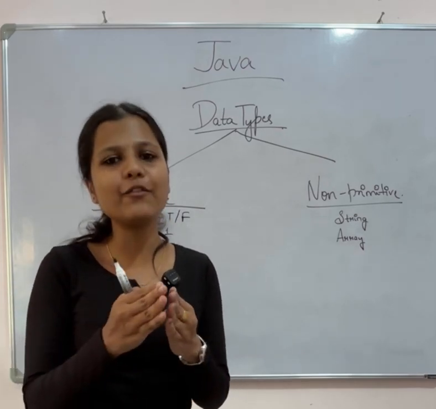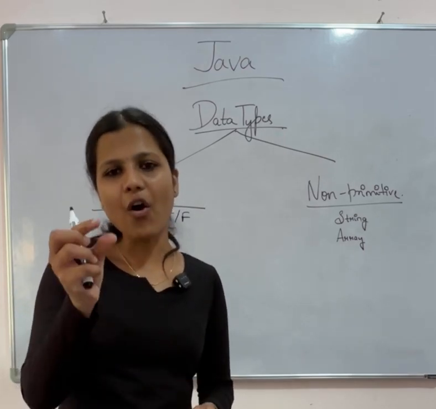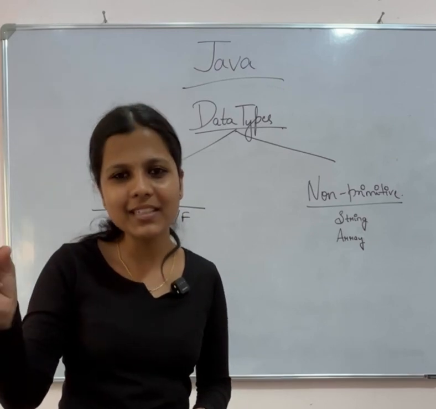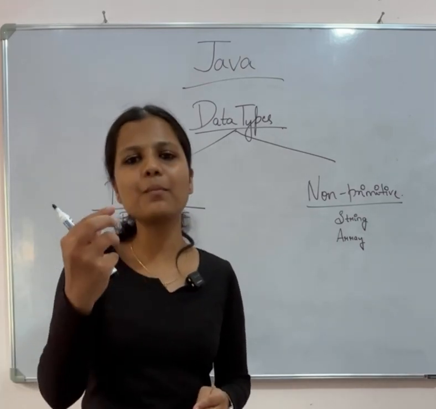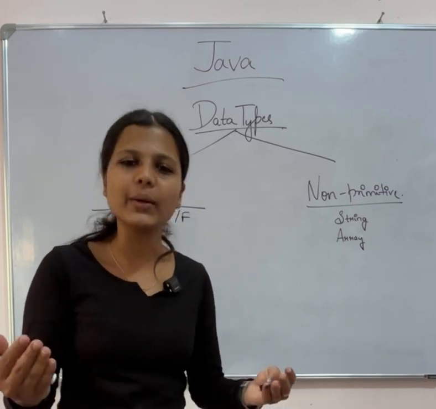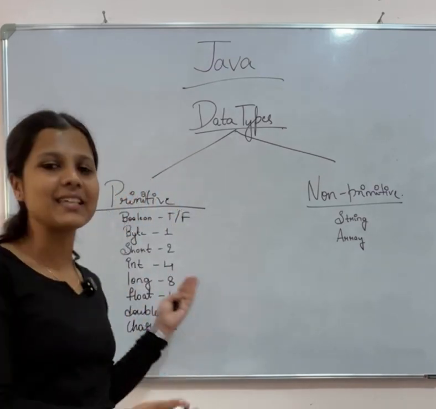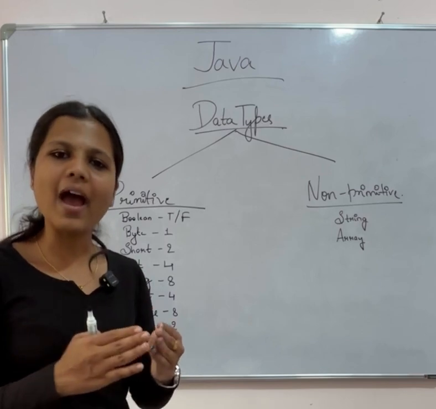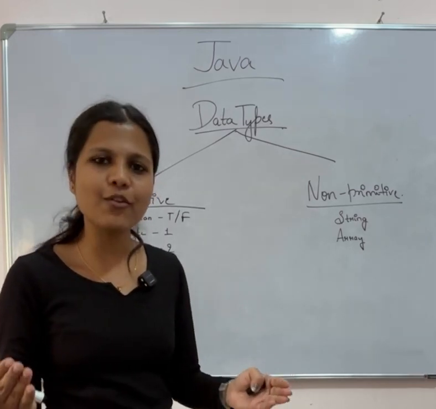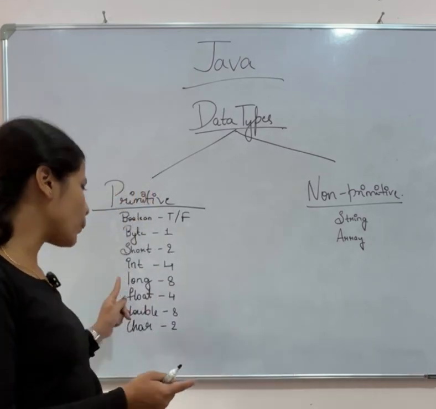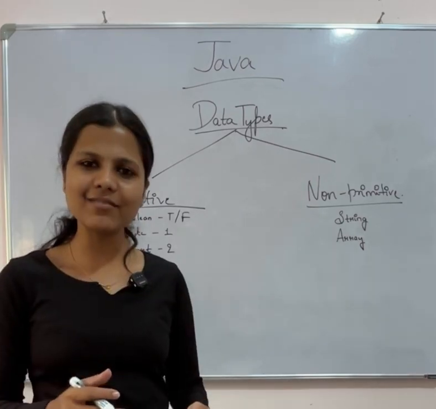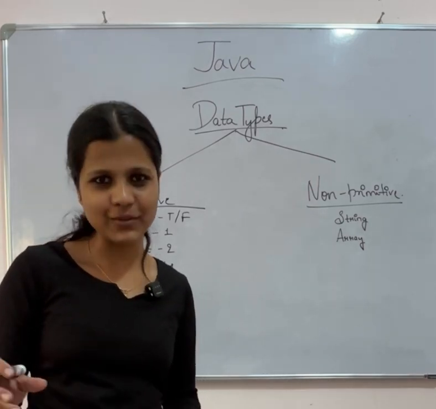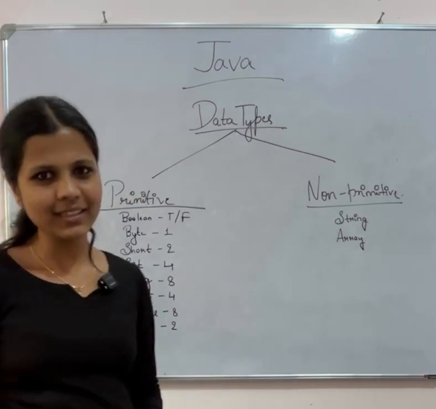So if you have a very small integer value or number, you can go with byte or short. If you have a little bit bigger numeric value, you can go with int, because it has 4 bytes. If you have even longer numeric values, you can go with long, because it has 8 bytes. In the same way, if you have decimal values, you can go with float.